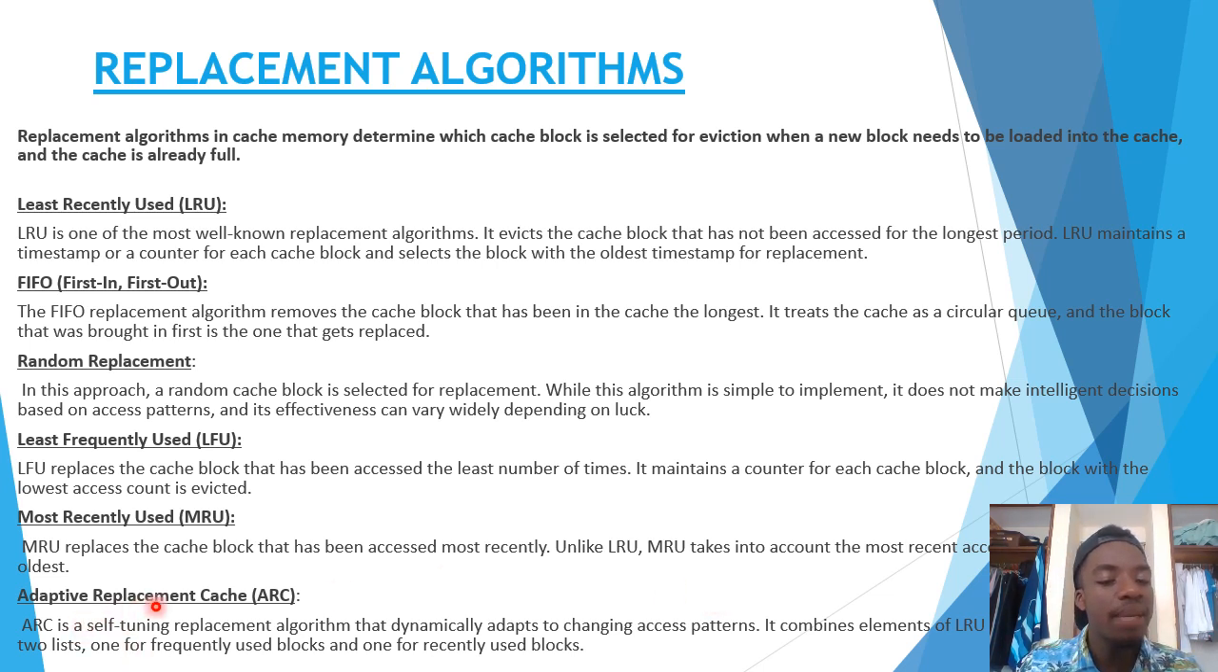Then last we have the adaptive replacement cache, which is the ARC. The ARC is a self-tuning replacement algorithm that dynamically adapts to changing access patterns. It combines elements of all the prior approaches I've mentioned. So that's the adaptive replacement cache.